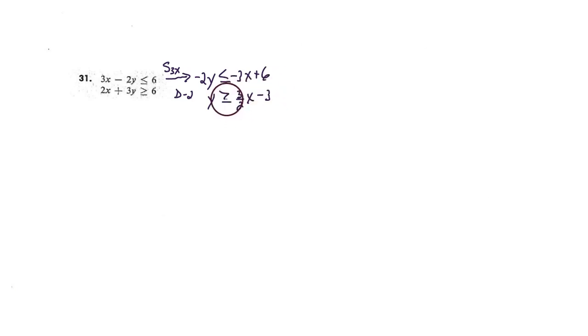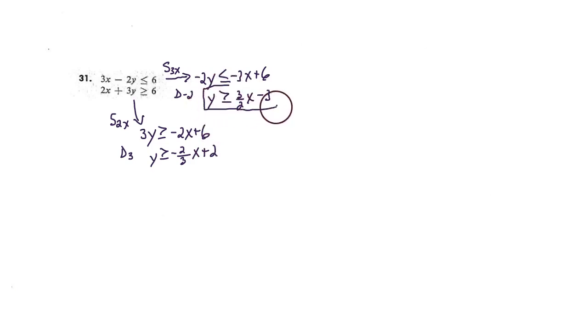Notice how the arrow switched when dividing by a negative. Now let's redo the second equation. Subtract the 2x. We get 3y is greater than or equal to negative 2x plus 6. Then divide by 3. We get y is greater than or equal to negative 2/3 x plus 2. We're going to graph this one, and we're going to graph this one.